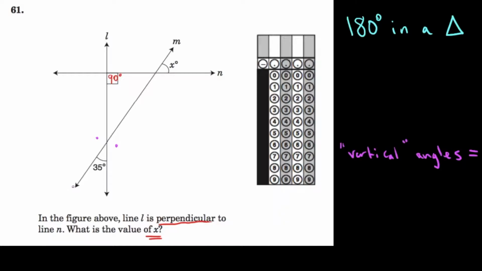Now the name vertical is a little bit misleading. They don't have to be up and down. In fact, the two that I showed you are more like side to side. What's important is that they lie across this x, or this intersection from each other. That's what makes them vertical angles, and vertical angles are equal. So let's put these concepts to use.